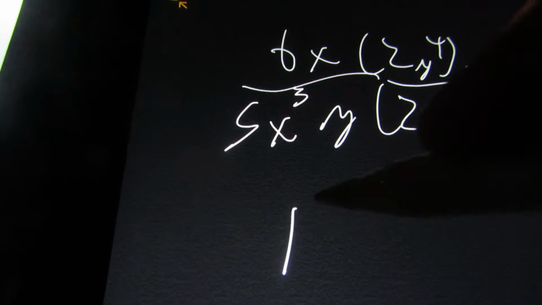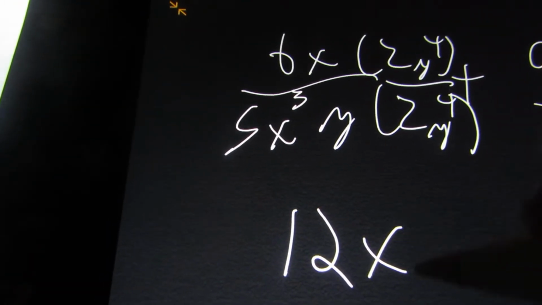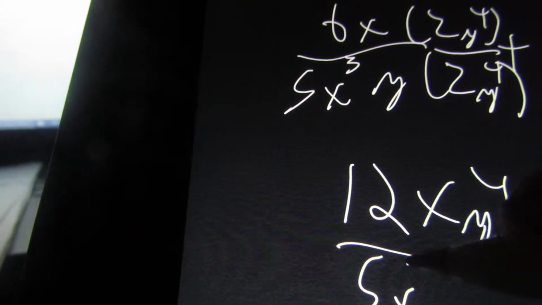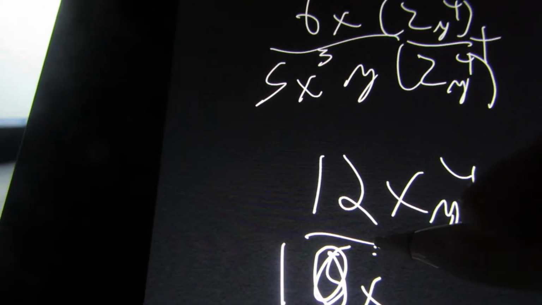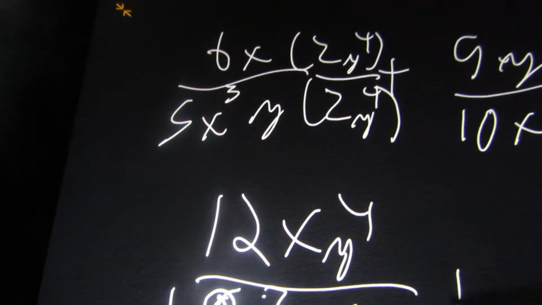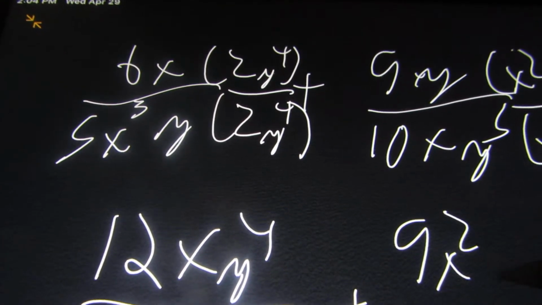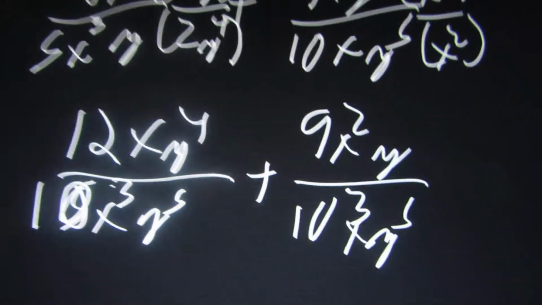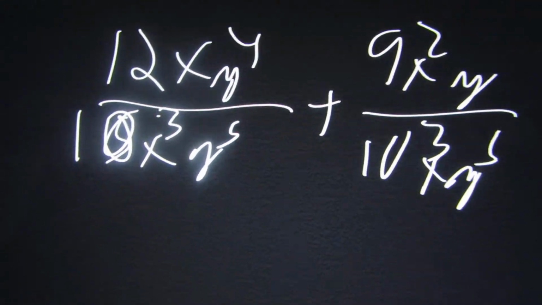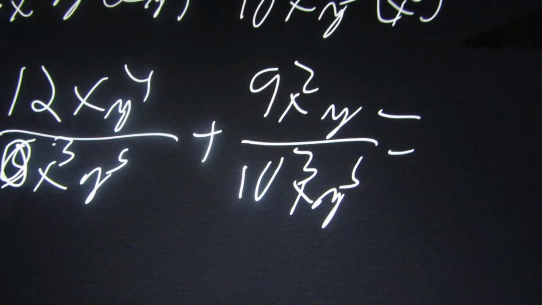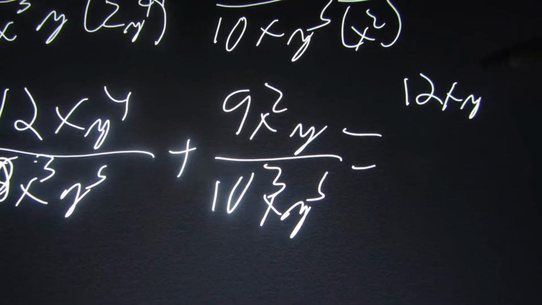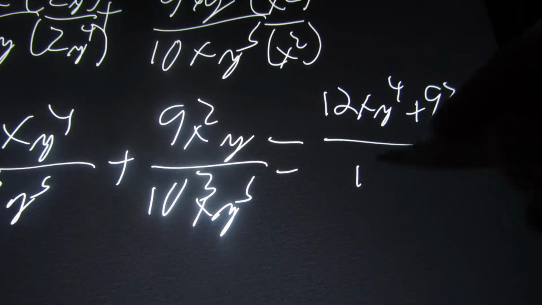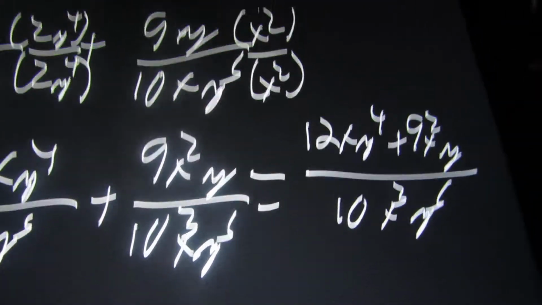When we do this, we're going to have 12x y to the 4 over 10 x to the 3 y to the 5 plus 9 x squared y over 10 x to the 3 y to the 5. So now we have common denominators, so we can add, and it's going to be 12x y to the 4 plus 9 x squared y over 10 x to the 3 y to the 5.